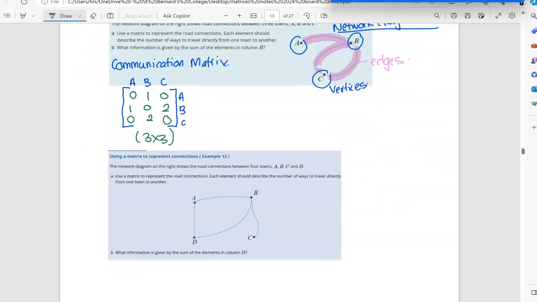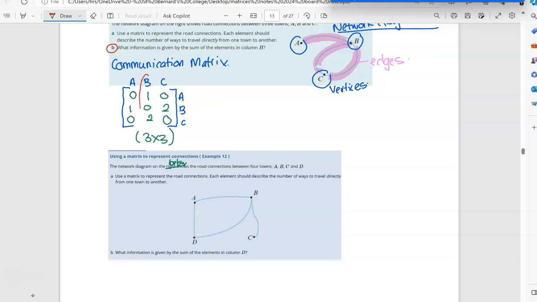The network diagram down below shows the road connections between the towns, so A, B, and C. Actually, we didn't answer this question up here, so we'll go over that. Up here it says, what information is given by the sum of the elements in column B?